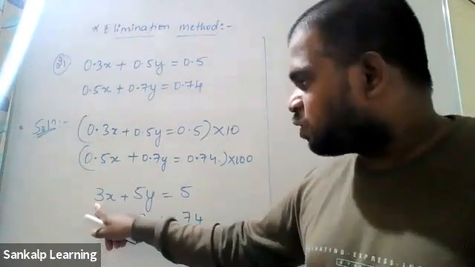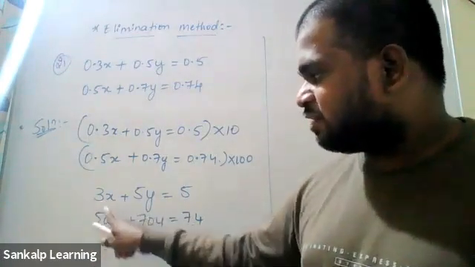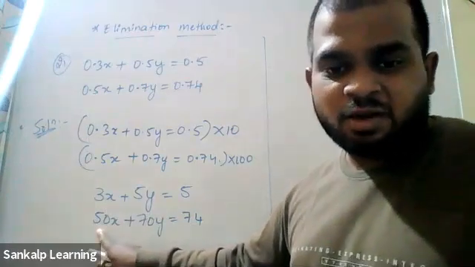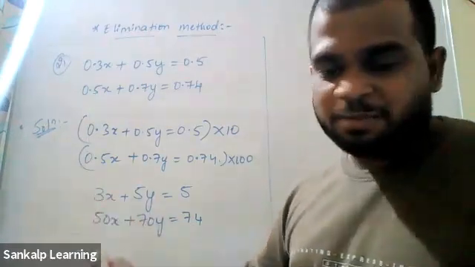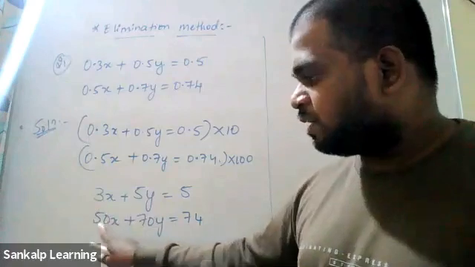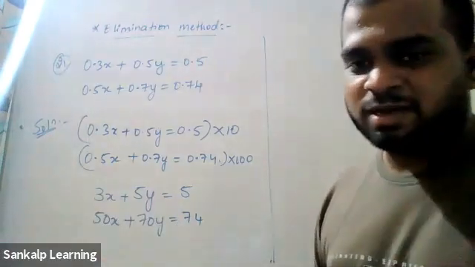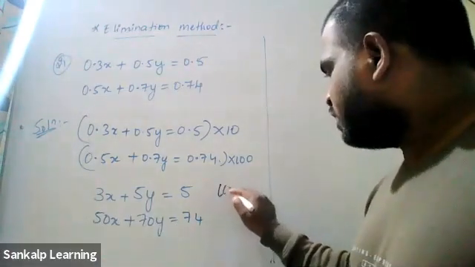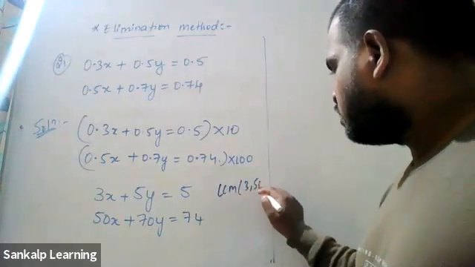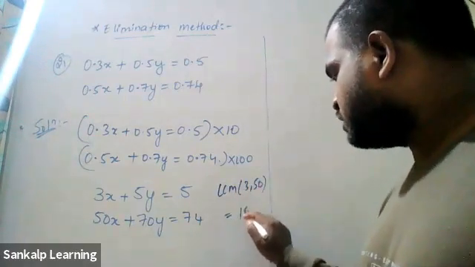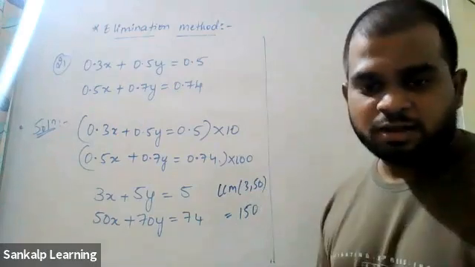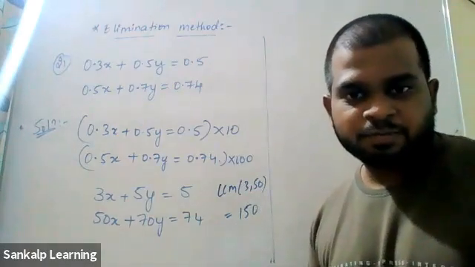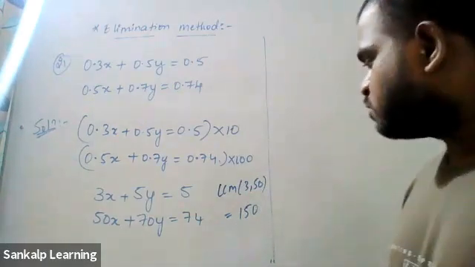To eliminate x, the coefficients must be the same. Here with x there is 3, and with x there is 50. Both must be the same number, but here they are different. So we have to take the LCM. LCM of 3 and 50. It is 150 if I am not wrong. Is it correct? Yes, sir. So 150.